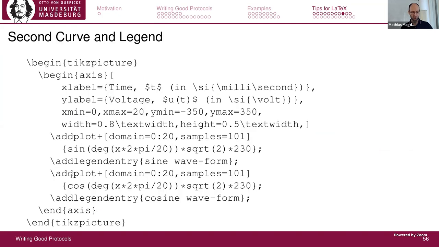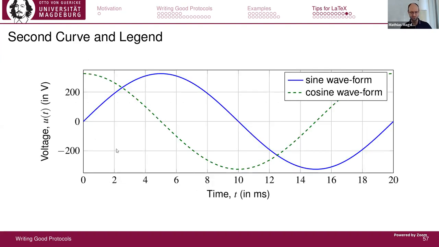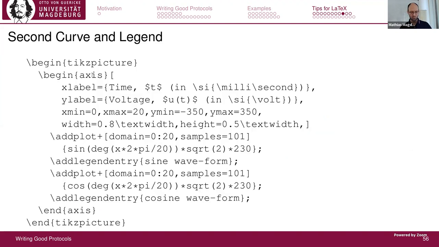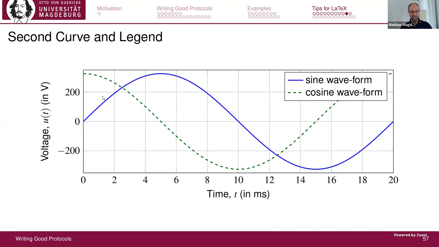And so now we could add the second plot, and then maybe because now we have two lines in the diagram, add the legend. And you can see now it's getting a little more complicated. So now we have two curves, we have a legend. And the good thing is we separate content from style. So we have just written what should be the content of our figure.